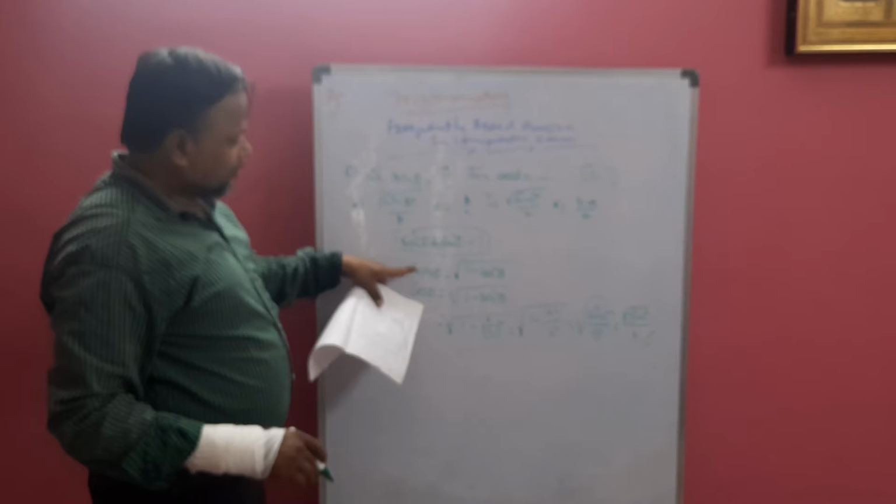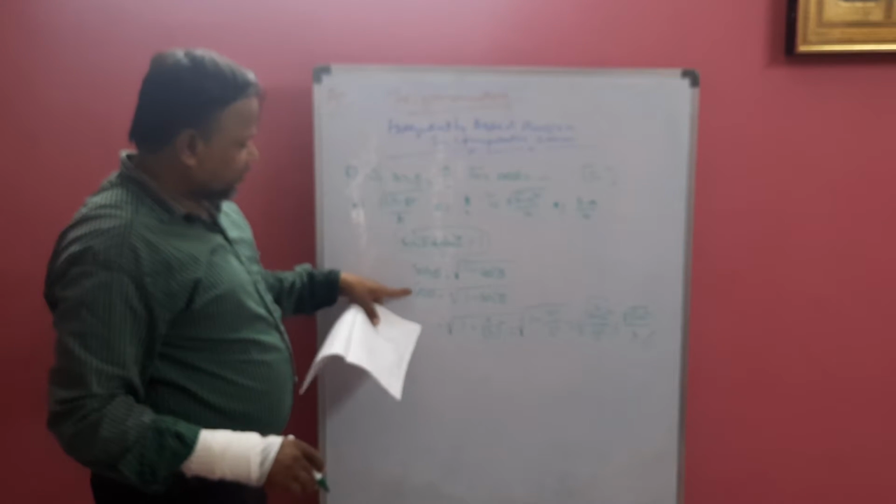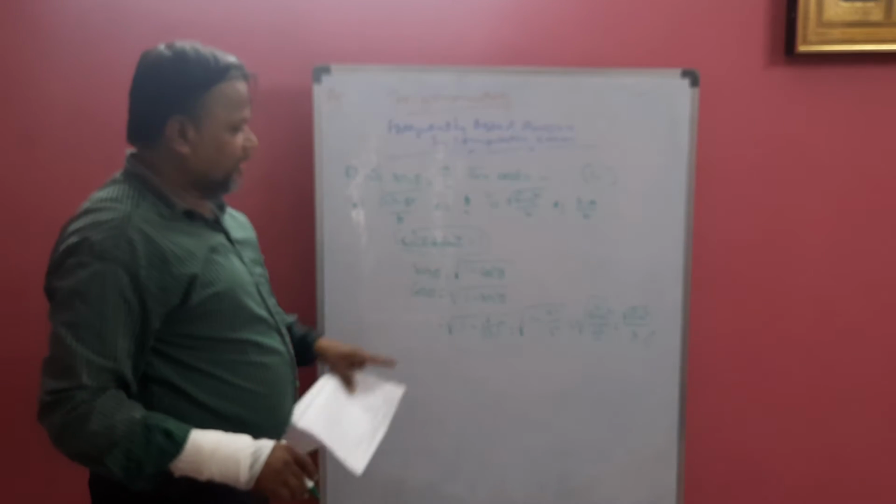Sin is there. There is no need to write sin because we have to find cos. So we can write these two. Any one of these is there. We can find like that.